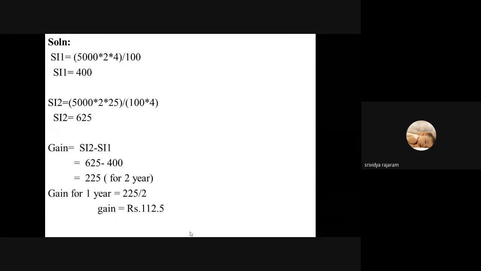So the second simple interest value is nothing but what he is lending to the other person. In this second simple interest, the value of P is 5,000 because he is lending the entire 5,000 amount only to the next person, right? So here also the P value is 5,000, and the number of years he is lending it for is 2 years.